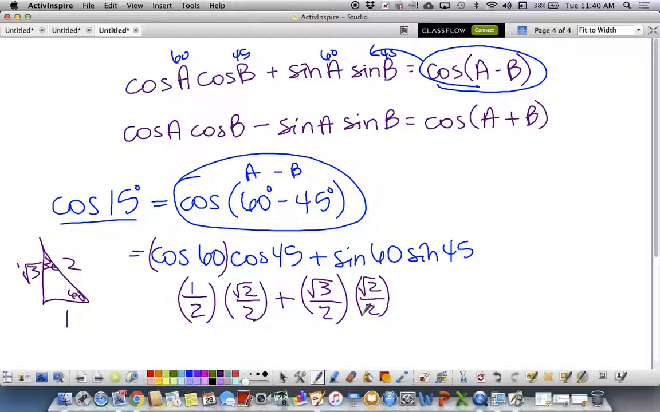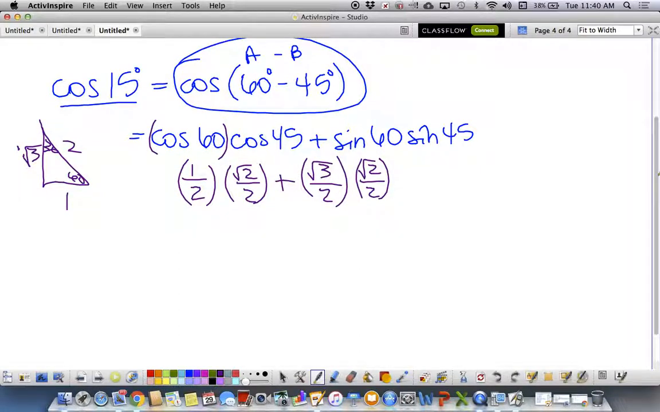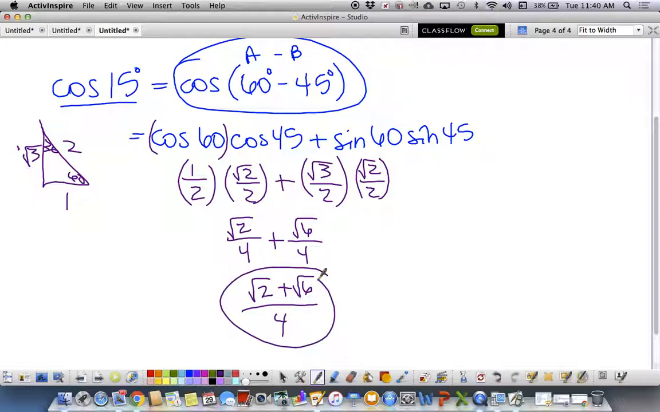Now, they all have the same denominators, but before we can add, do we need to multiply fractions? Square root of 2 over 4 plus, how do you multiply square root of 3 times square root of 2? Square root of 6, you're going to multiply those. Square root of 6 over 4. Square root of 2 plus square root of 6 over 4. You cannot add them. That is the exact answer. We don't put them in your calculators. That's your answer.